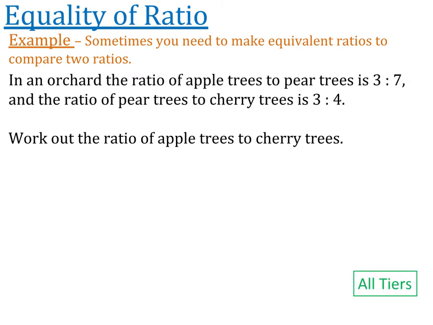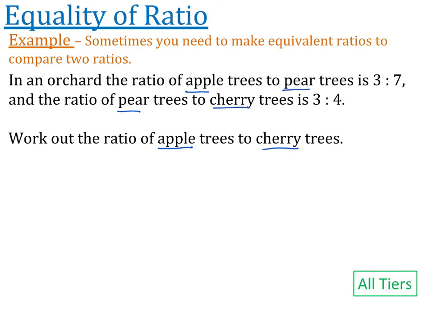All right, our first example. In an orchard, which is where some trees grow, the ratio of apple trees to pear trees is 3 to 7. So we have some apple trees and we also have some pear trees. And the ratio of pear trees to cherry trees, so we've got pear and cherry this time, is 3 to 4. We actually want to work out what is the ratio of apple trees to cherry trees.